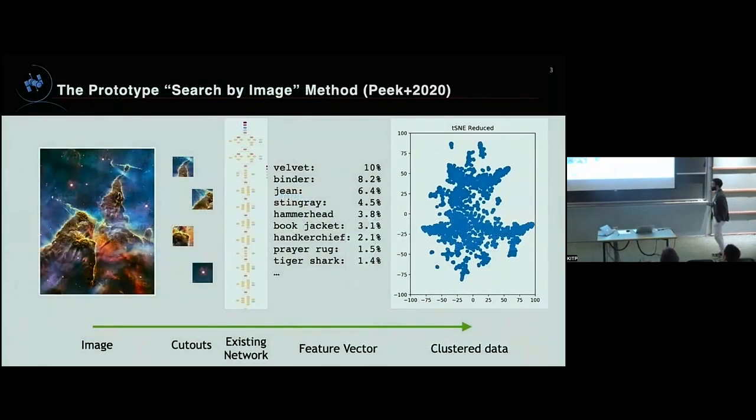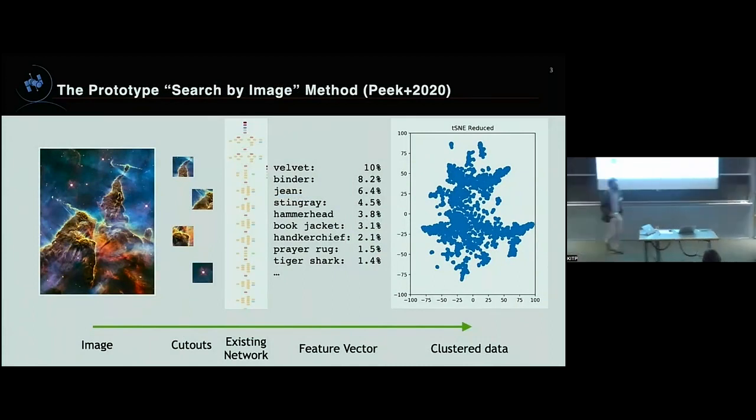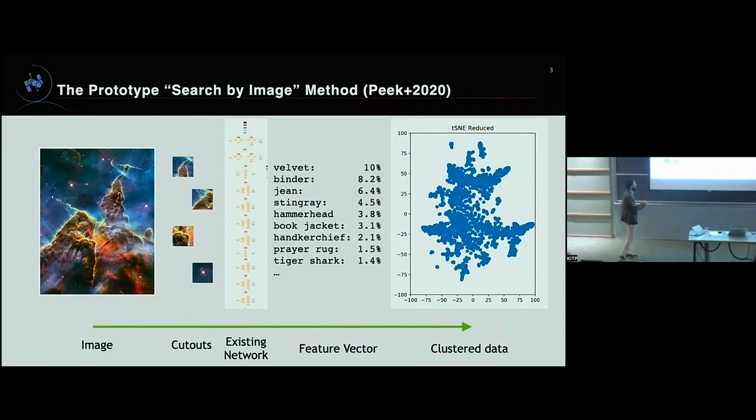So I wrote this prototype algorithm. It is very silly. We take an image. This is the magic mountain. We cut it into little pieces. We apply these little pieces and we just feed them through an existing network. That existing network, this is ResNet 50, creates a feature vector. And I can validate this network because I know that the interstellar medium is in fact just about 10% velvet, so that makes sense to me.